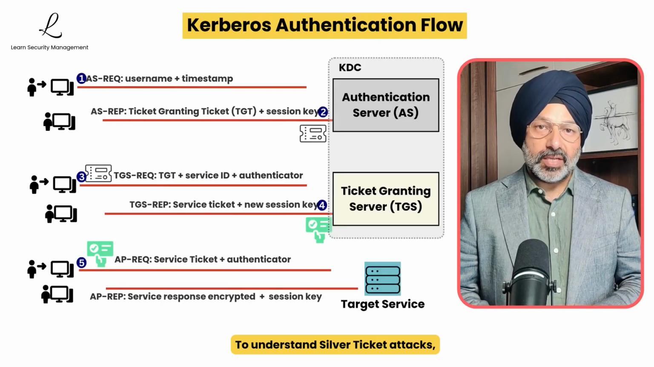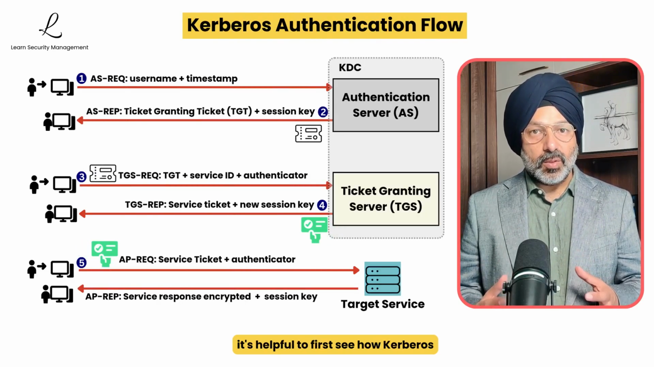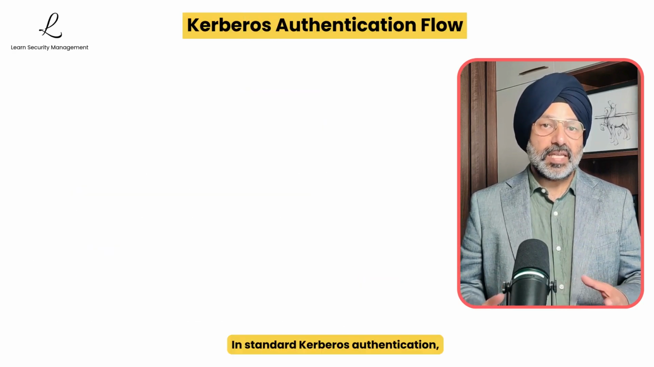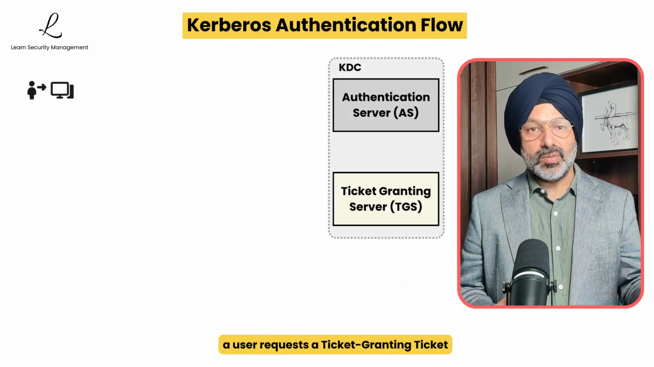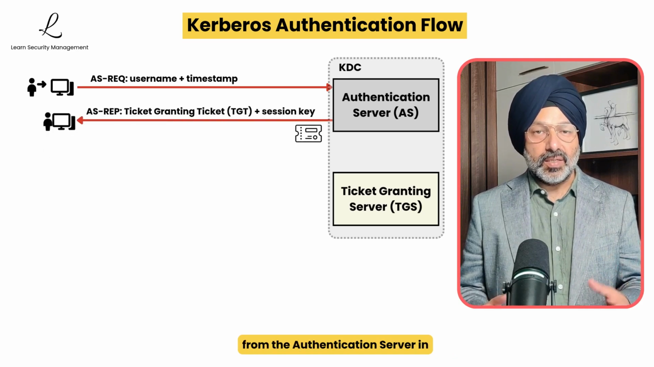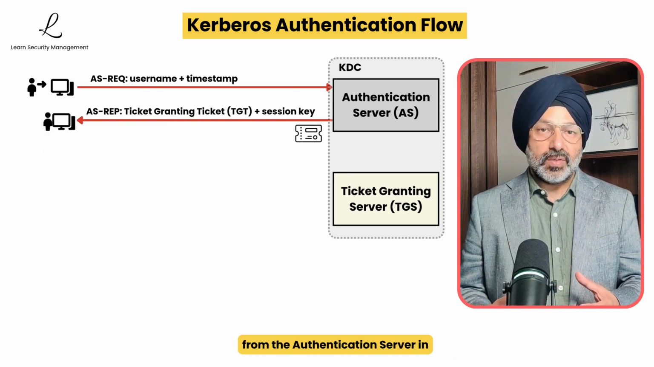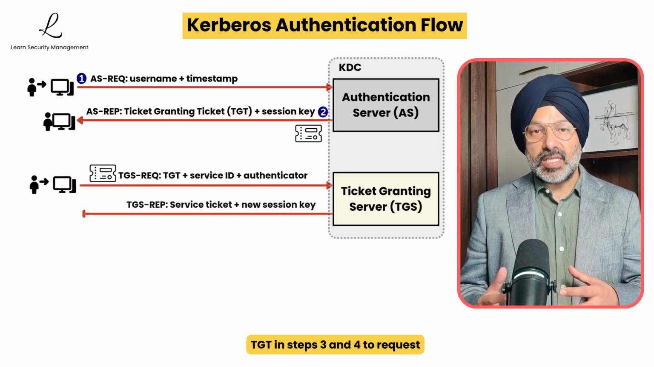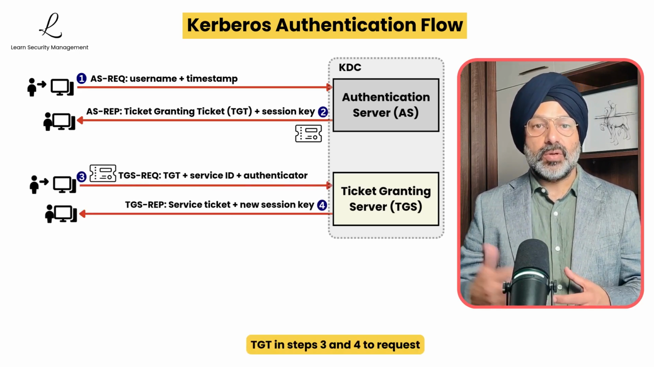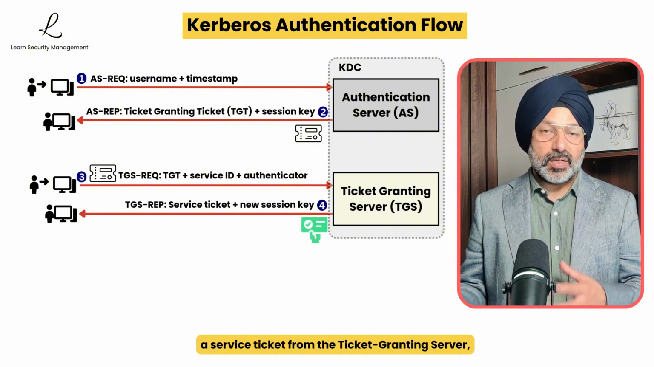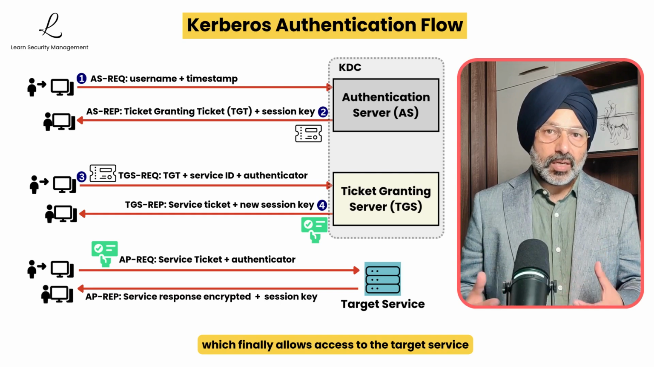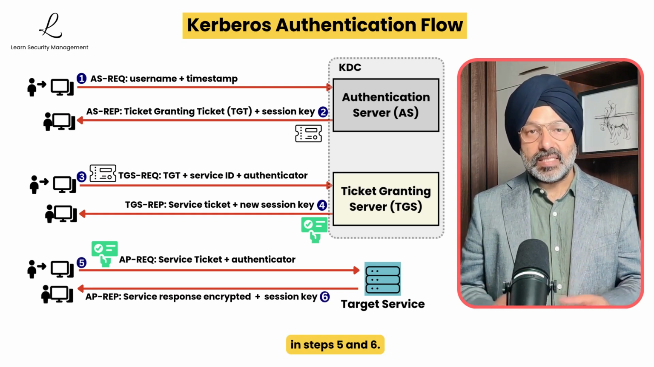To understand silver ticket attacks, it's helpful to first see how Kerberos authentication normally works. In standard Kerberos authentication, a user requests a ticket granting ticket from the authentication server in step 1 and step 2, then uses that TGT in steps 3 and 4 to request a service ticket from the ticket granting server, which finally allows access to the target service in steps 5 and 6.